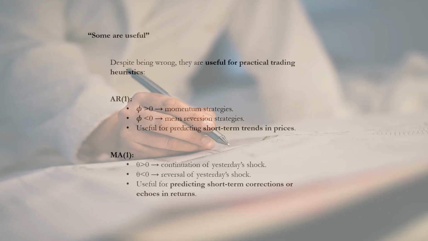But some are useful, right? So despite being wrong, they are useful for practical trading heuristics. If phi is greater than 0, you could use it for momentum strategies. If phi is less than 0, you could use it for mean reversion strategies, right? And it's useful for predicting short-term trends in prices, right?